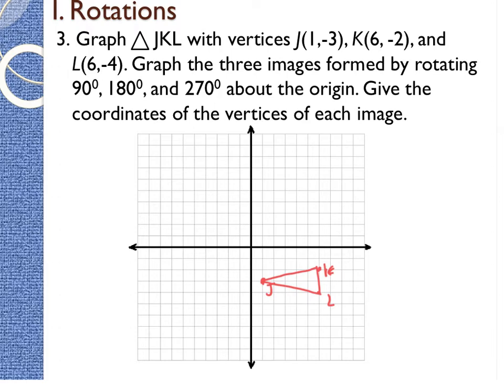So the first one, we're going to go to J prime. So J prime is going to be 90 degrees, and so we're going to be going to the left. So J started out 1, -3. So we're going to rotate those. We're going 90 degrees, so it's going to quadrant 1. So J prime goes to 3, 1, and everything's going to the first quadrant. So K, we're going to switch those.